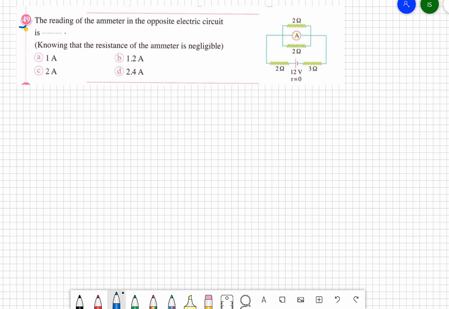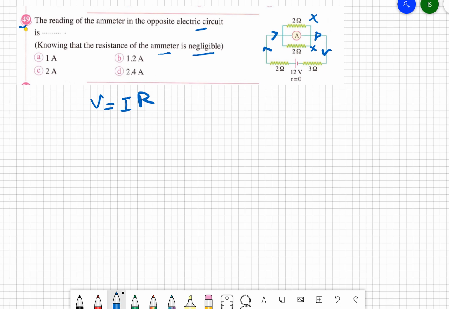49. The reading of the ammeter in the opposite electric circuit is, knowing that the resistance of the ammeter is negligible. So imagine that the current is moving through the 2 ohms. After that, you have 2 resistors connected in parallel with the ammeter. But hold on, he said that the ammeter's resistance is negligible. So the current will prefer to move here and doesn't move through the upper or lower resistors. That's it. So you have the voltage and you know V equals IR.